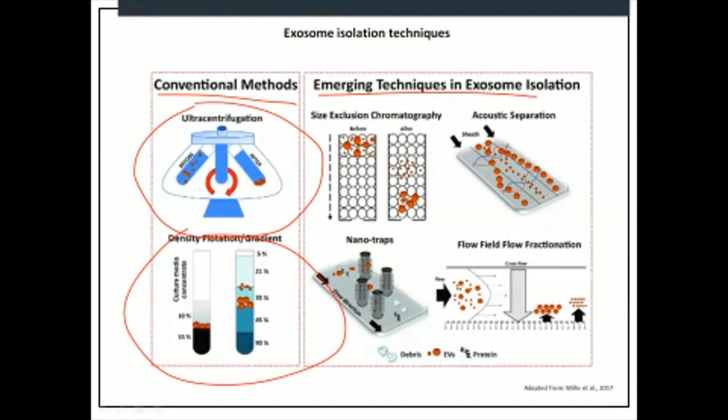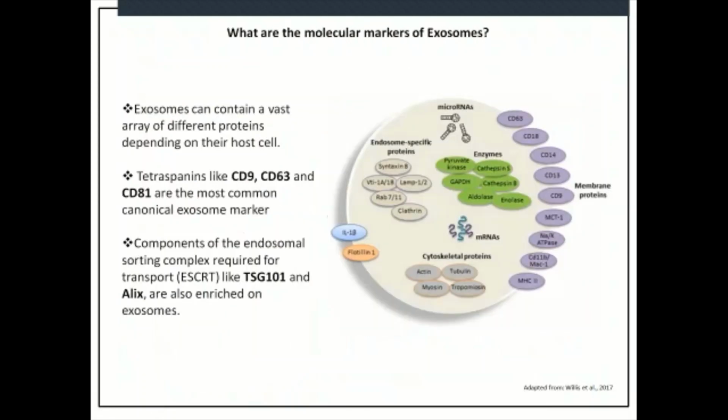Emerging methods also include size exclusion chromatography, acoustic separation, and nanotrap methods for exosome isolation. These methods are very costly and not abundantly used, but ultracentrifugation and density centrifugation are mostly used to date. So after we have isolated these exosomes, we need to figure out whether the particles which we have isolated are really exosomes or other cellular debris.